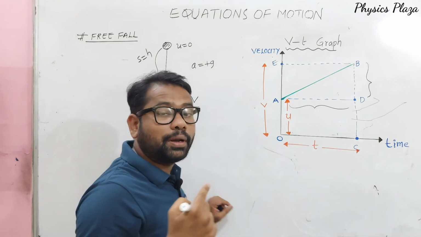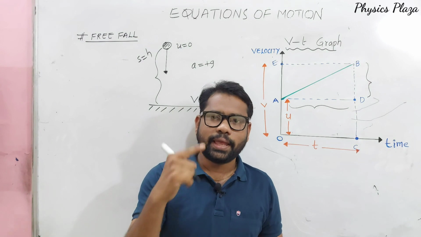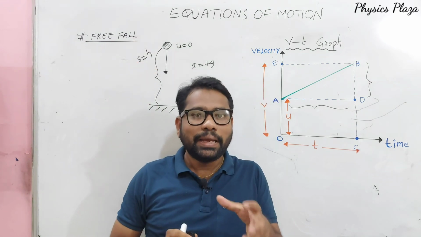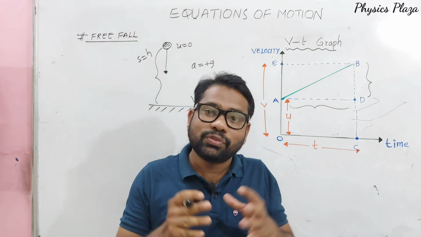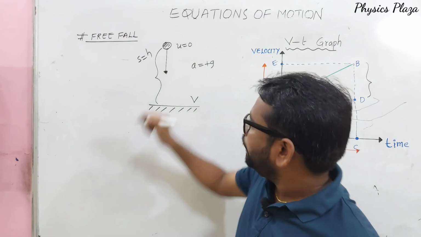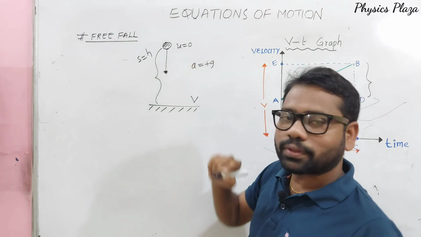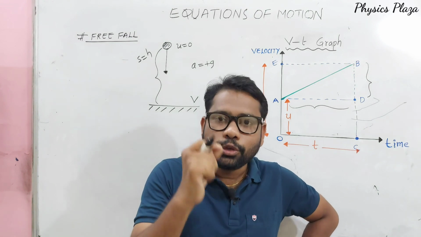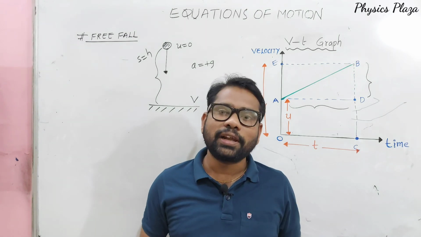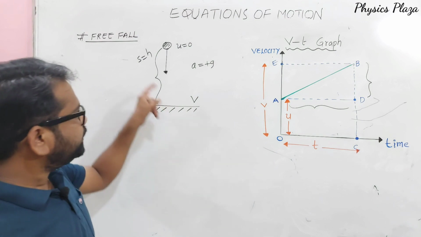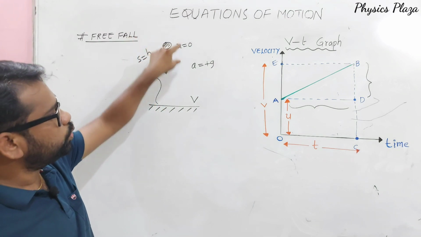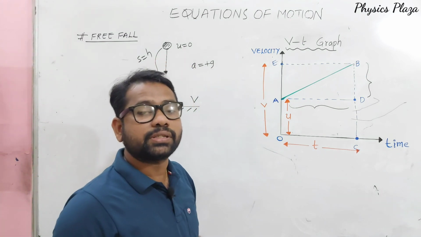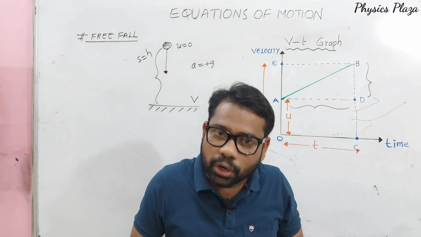Here, let us question ourselves: can we apply the equations of motion for a body falling freely? Of course we can apply them. Why? Because dear children, at every point the g value remains the same. So a freely falling body is the best example of an object moving with uniform acceleration. Very good. So definitely we can apply them. Now in these cases, s is equal to h, u is equal to 0, final velocity will be v, a is g.